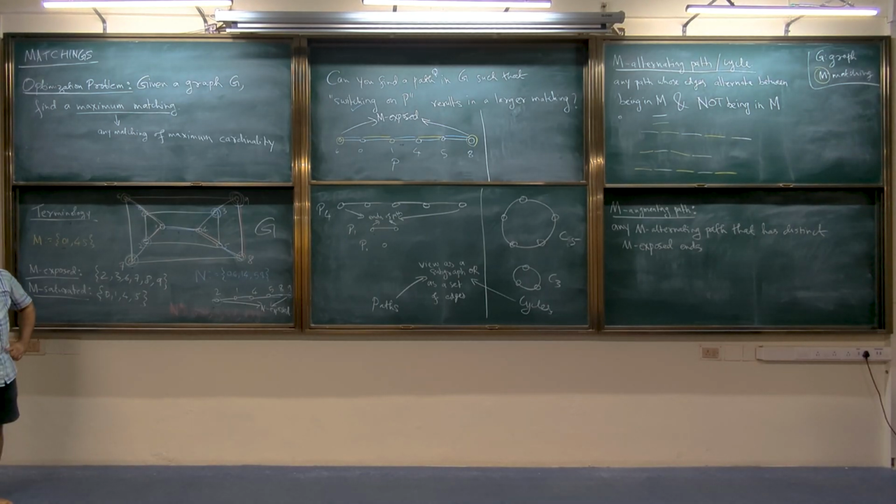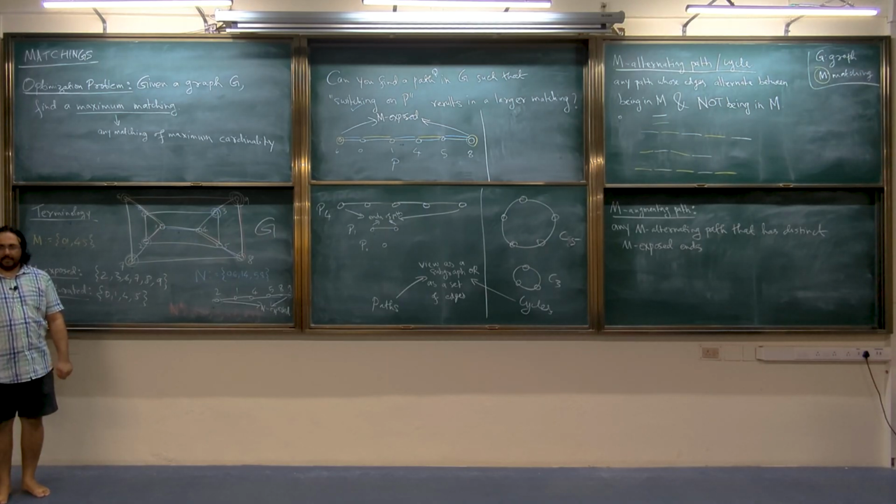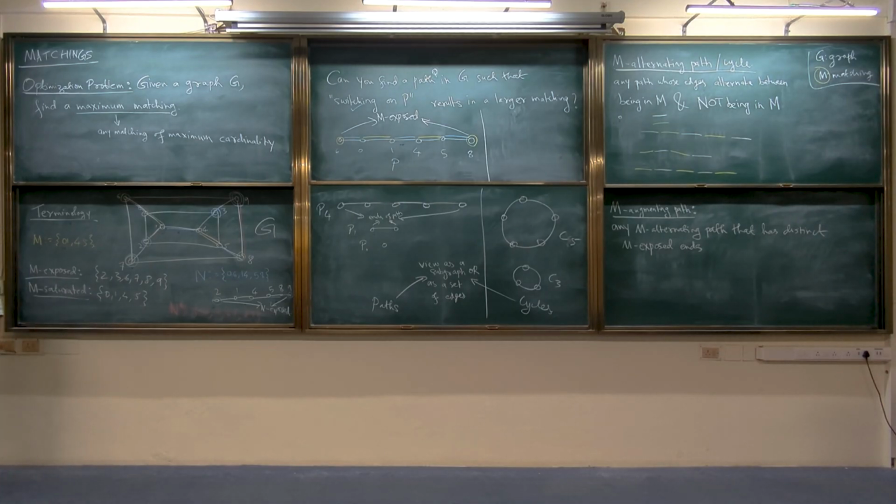So now we have this large matching N star with 4 edges. Can somebody give me a very straightforward N star augmenting path in this graph? Like really straightforward. I want a pink augmenting path in this graph.